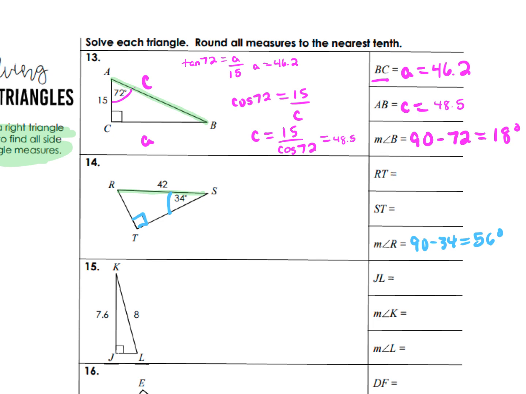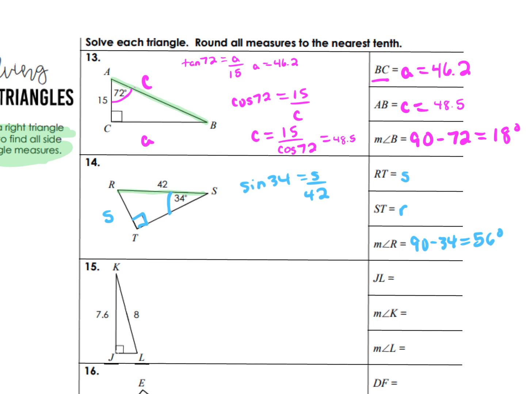Side RT is also equivalent to side S, and ST is equivalent to side R. So we're looking for both legs. We're given the hypotenuse and we're looking for legs. So what's the setup for finding side S, this side here? Which trig ratio will we use? Colby? Sine. Okay, so sine of 34 is equal to S over 42.